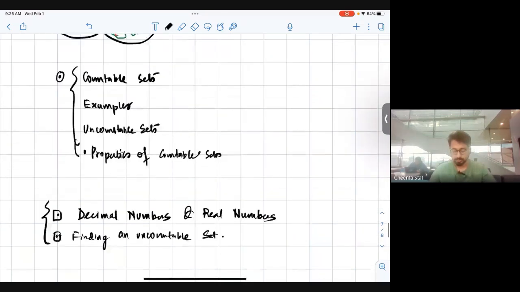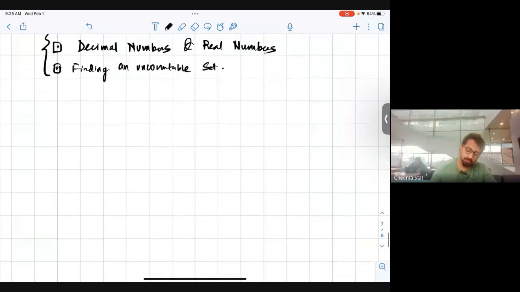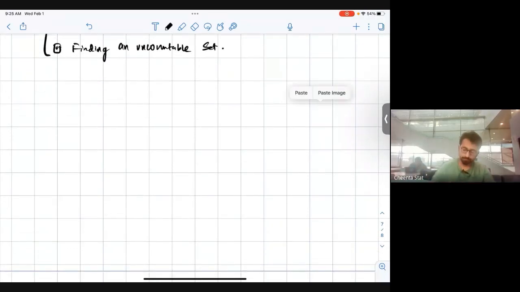So that's the next part of the lecture, third last part. Coming to decimal numbers, we will be discussing this next day also. What is the whole idea of numbers? What is the whole idea?